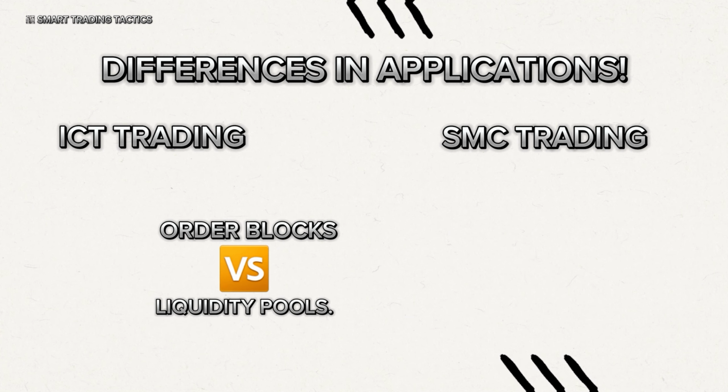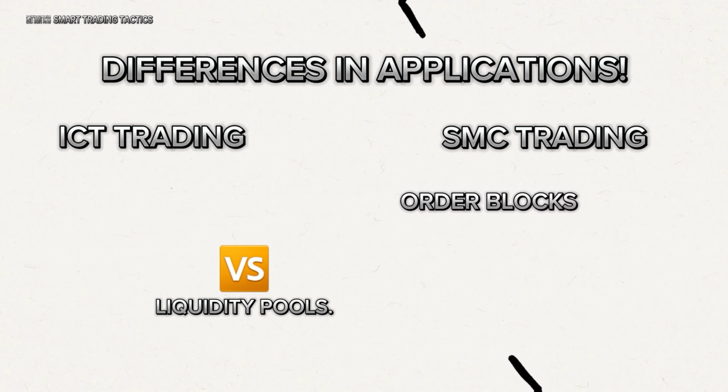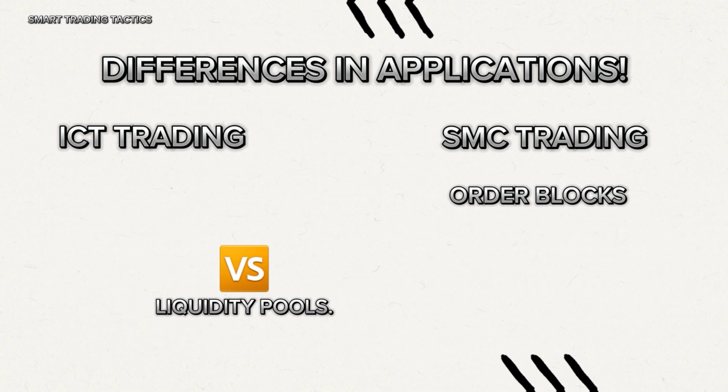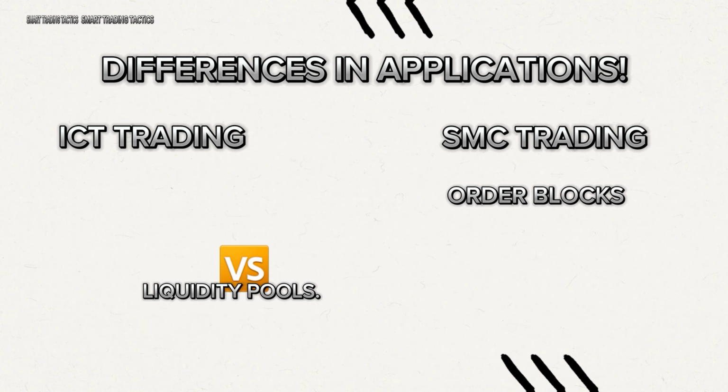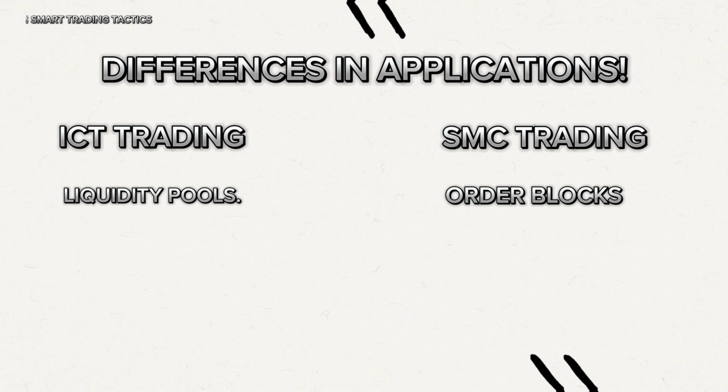Order blocks versus liquidity pools. In SMC, order blocks are a key focus, representing areas where smart money has placed significant orders. In ICT, the focus is more on liquidity pools, where retail traders' orders are targeted by institutions.